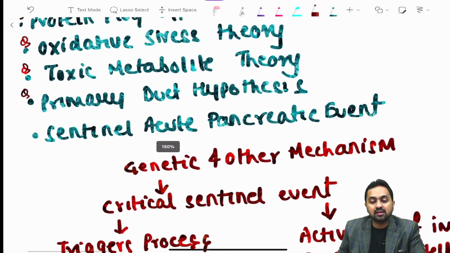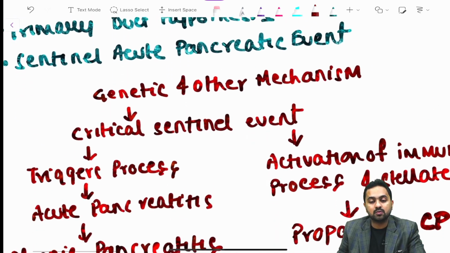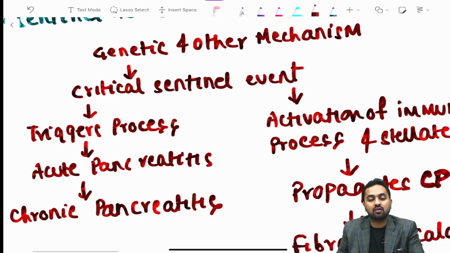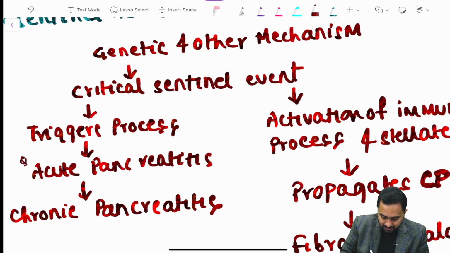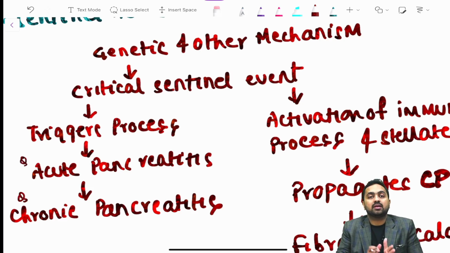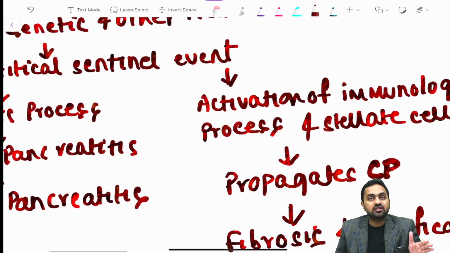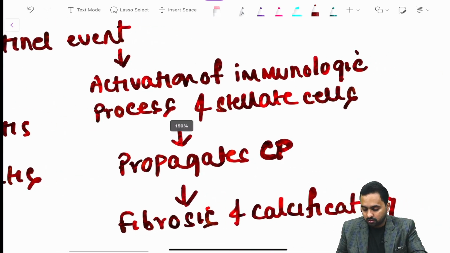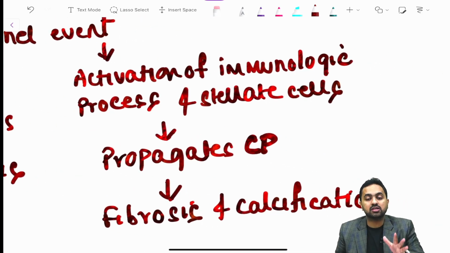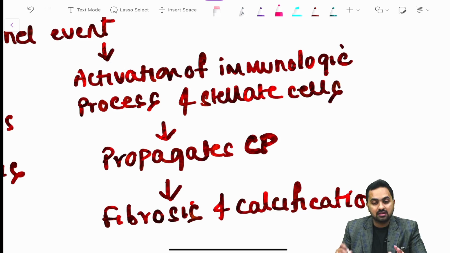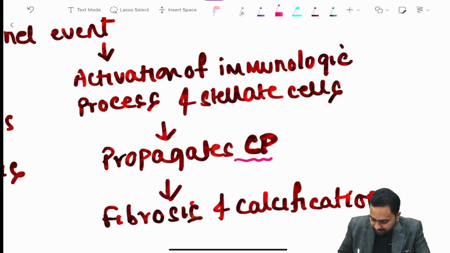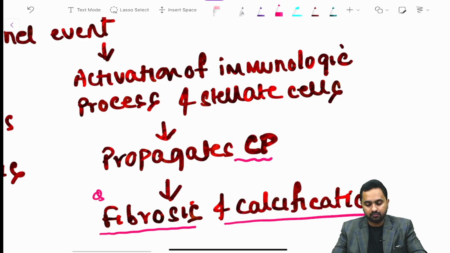Now the sentinel acute pancreatic event. What happens over here is that any genetic or other mechanism causes the critical sentinel event, which triggers the process of acute pancreatitis that eventually propagates to chronic pancreatitis. Now the initiation of this sentinel event would also cause the activation of the immunological process and the stellate cells, which propagates chronic pancreatitis and leads to fibrosis and calcification.